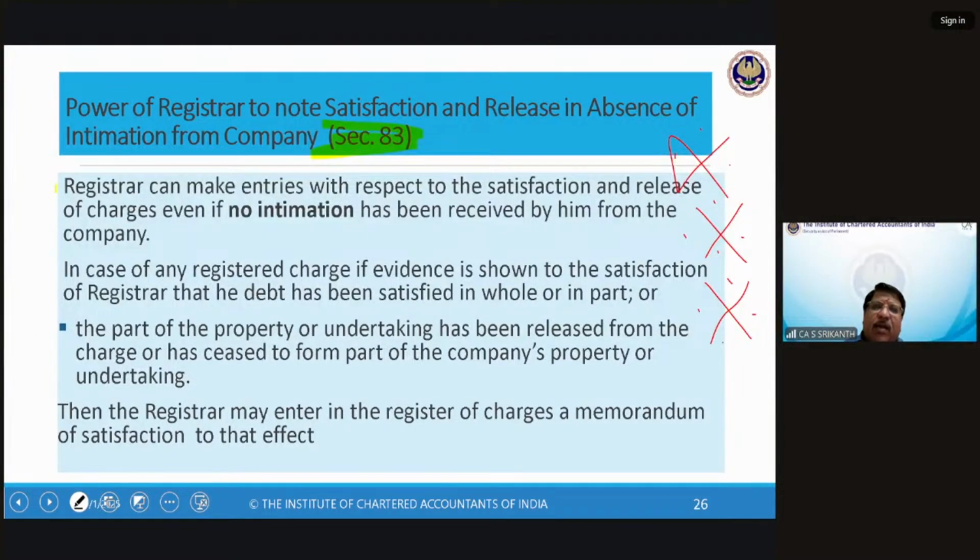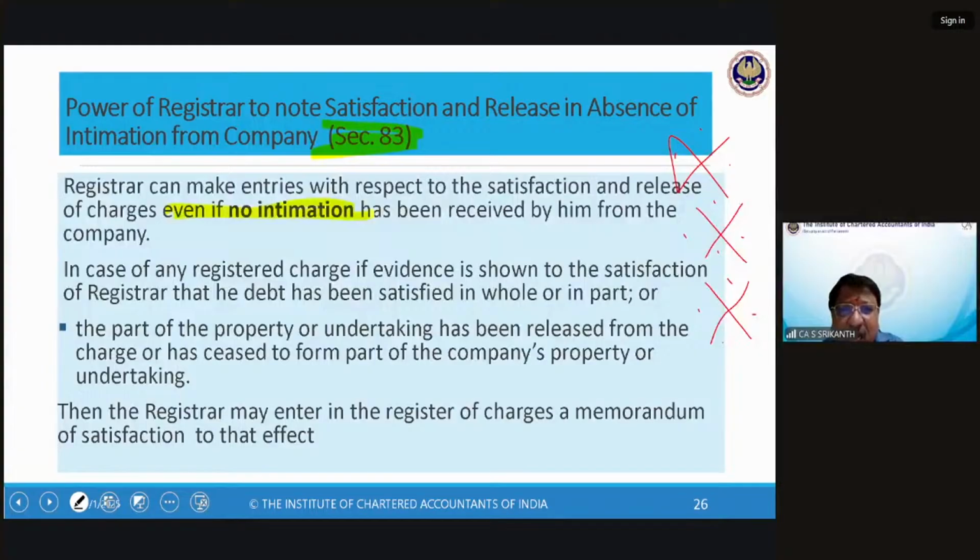So, the registrar has the power under section 83 to make entries with respect to satisfaction and release of charges, even if no intimation has been received by him from the company. Are you able to understand? So, you should say, Mr. H can approach the registrar of companies under section 83. Under section 83, the registrar has the power to make entries with respect to the satisfaction and release of charges, even if no intimation has been received by him from the company.